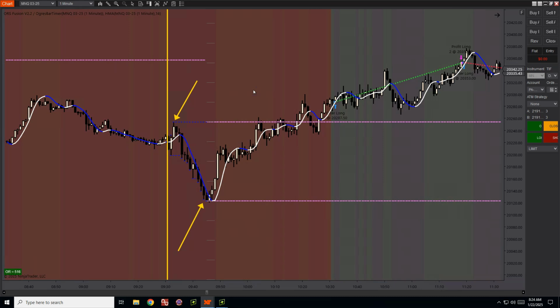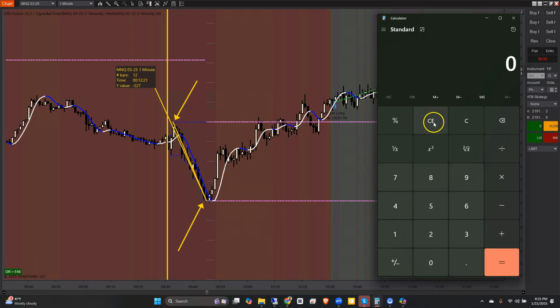How many contracts do we want to use on this day? Let's see what the opening range is. There's our highest high. There's our lowest low. 527 ticks. So that is almost to the edge of what we're allowed to trade. So let's do the quick version of the math. 526 ticks. All we got to do is just divide that by 4 to figure out what 1 micro is worth on this particular day of 527 ticks.